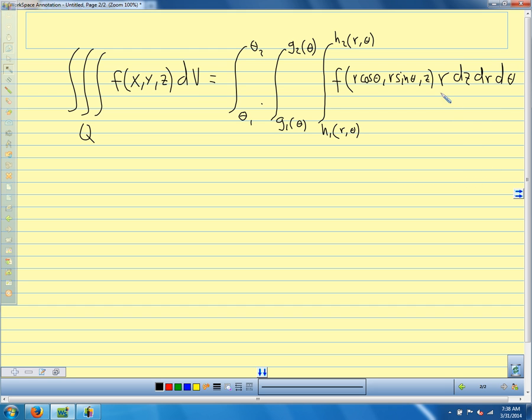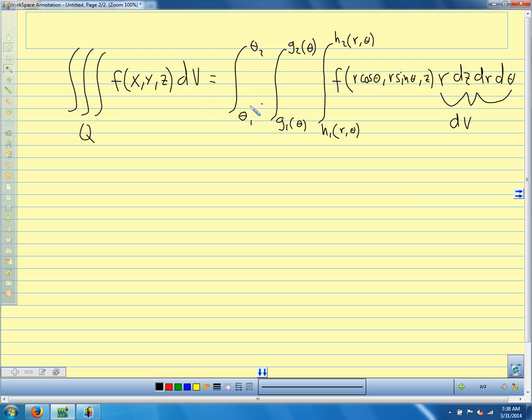And this volume element is always going to be dV for cylindrical coordinates. We have an r, a dz, dr, and d theta. The r dr d theta comes from our region in the xy plane that we're representing in polar coordinates, and then we're adding the z on here. So some combination of r, dz, dr, d theta will always be your volume element.